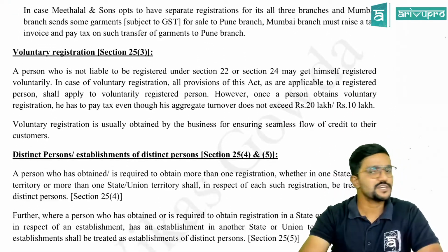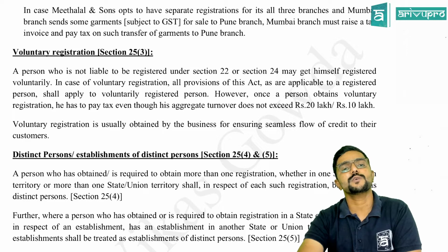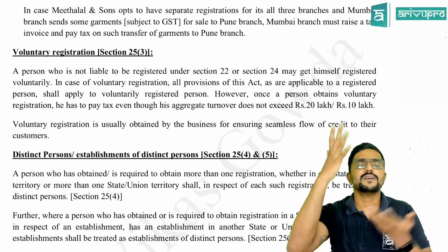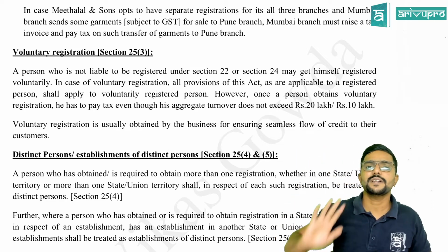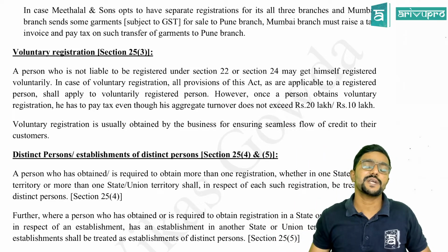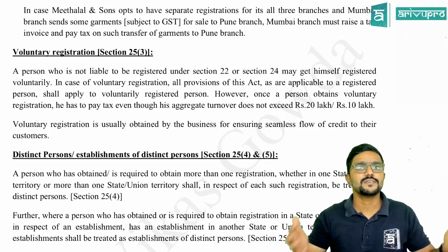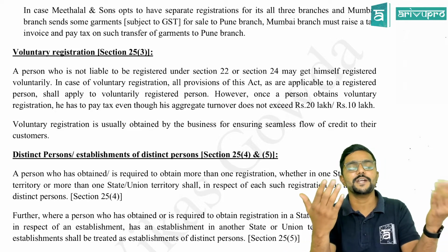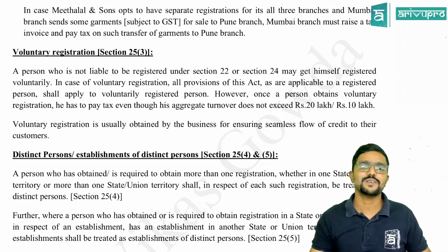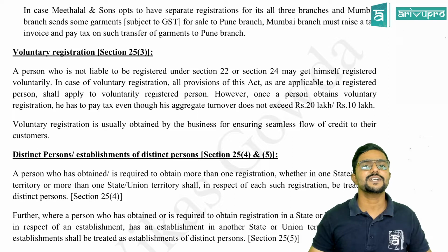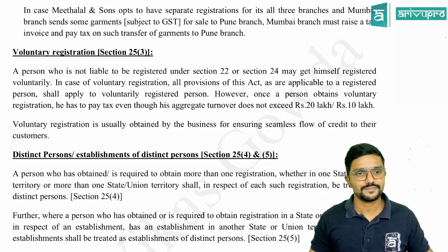Next, 25.3. Coming to section 25, subsection 3, which talks about voluntary registration. Sir, I am not supposed to get registered. I am not covered in 22 also. I am not covered in 24 also. Still, I want to get registered. Can I get it? Yes. You yourself are trying to become Bakra. Proper officer will always be ready to welcome you, because the government will get more and more revenue. Because once you get registered under GST, on all your outward supply, you are liable to pay tax.